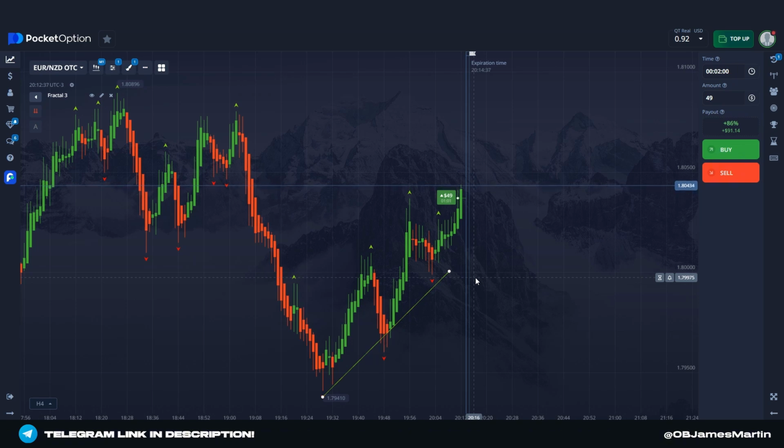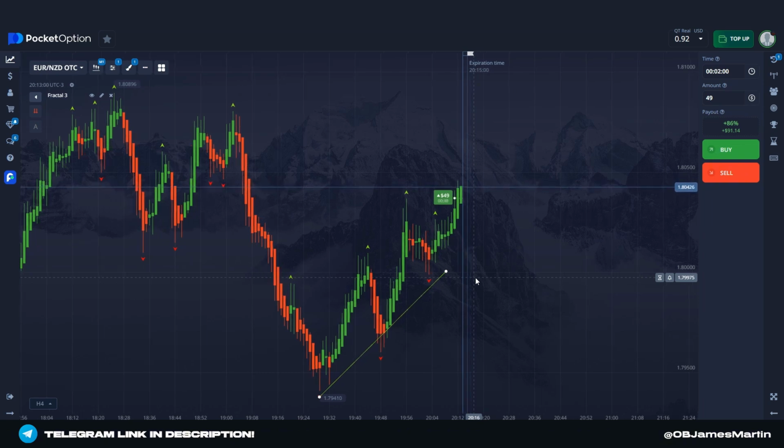If the fractal is below the candles, then it's a critical low point and you need to open a buy trade. And if the fractal is higher than the candles and there's this high point, you need to open a sell trade. Guys, don't confuse this. Okay, that's important. With the support line, it's a buy trade. With the resistance line, it's a sell trade. Okay? Keep that in mind.